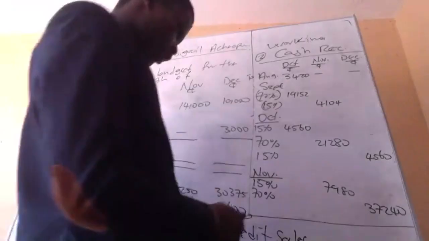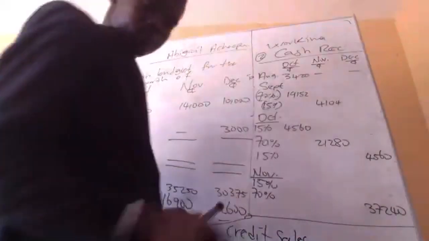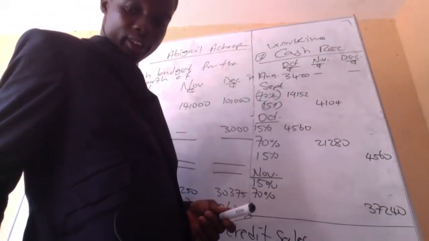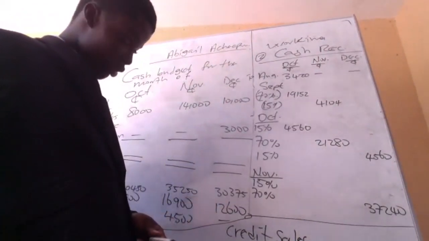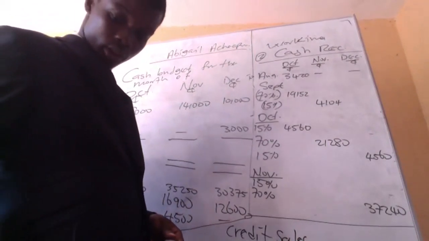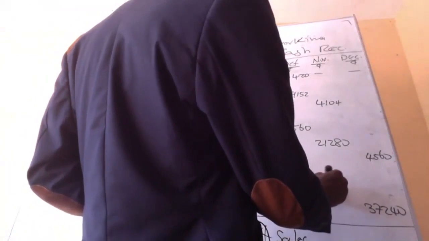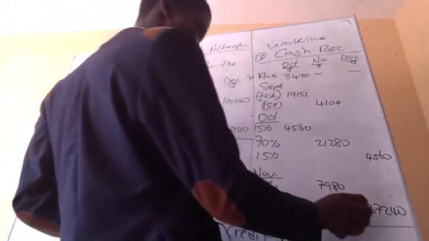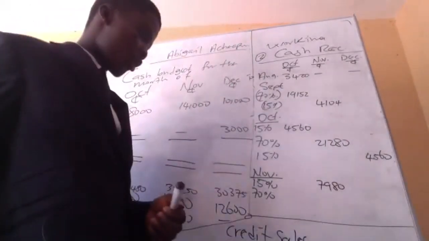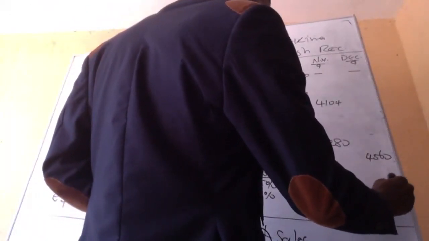Wow. This one is a camera. The camera has turned this down. 0.15 times. Good. 532. Right somewhere here. 7,980. Good. Everything should be okay. 37,240.